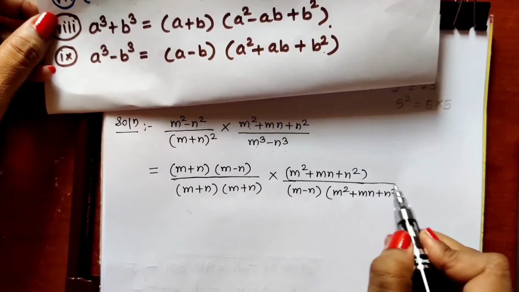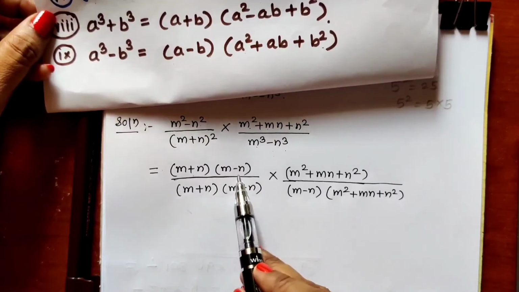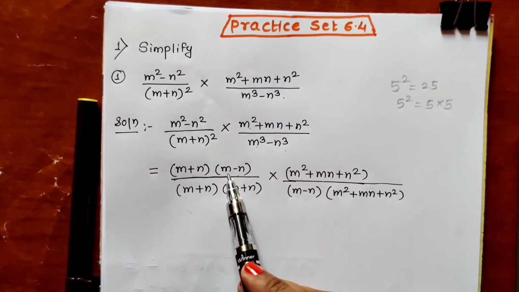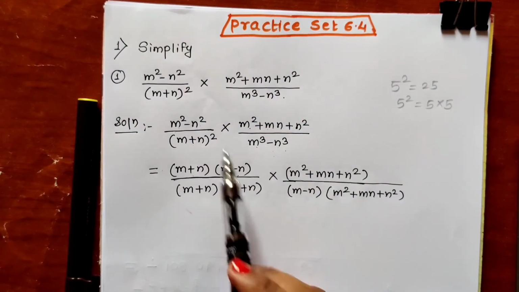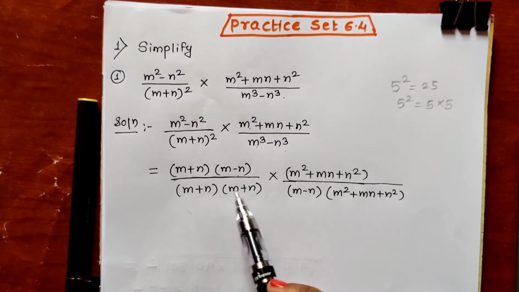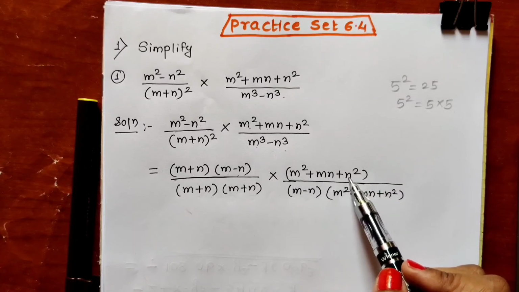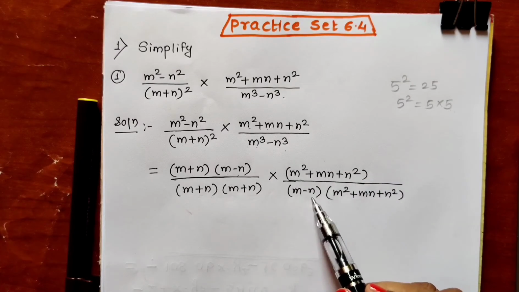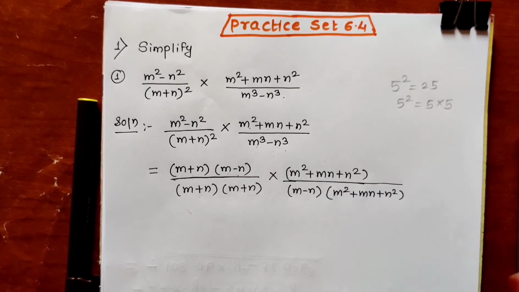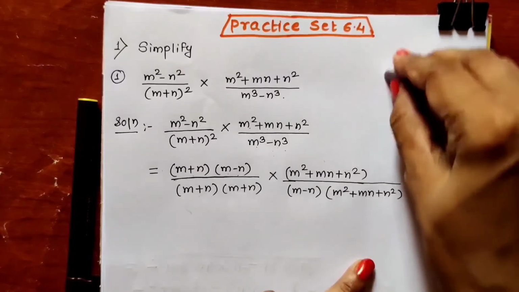So in this way, we have applied the formula for the first expression. The second expression we have not applied the formula; we have written the bracket 2 times. The third expression we have not applied the formula; we have written it as it is. The fourth expression we have applied the formula. In this way we have got the factors.